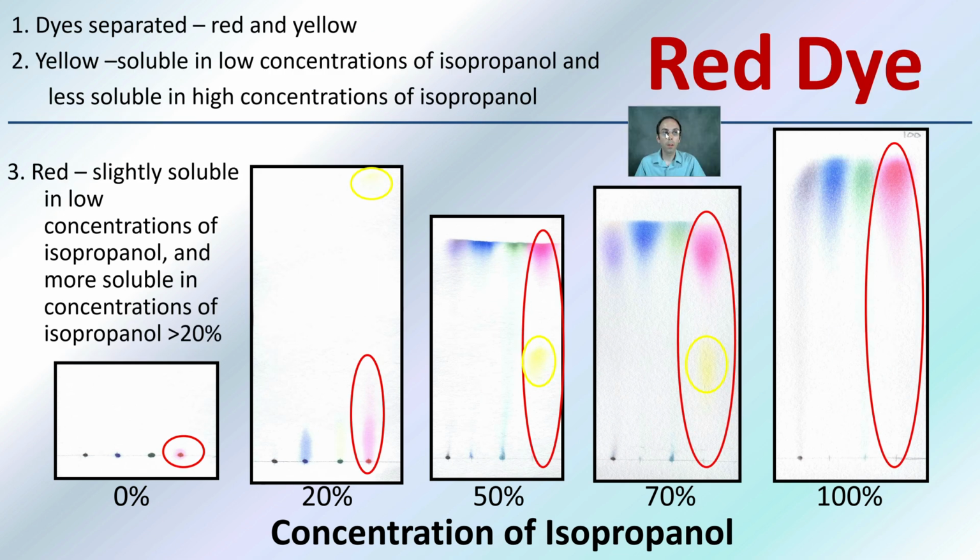So just looking at the red dye, it separates into reds and yellows. The yellow is soluble in low concentrations of the isopropanol and less soluble at higher concentrations. And there's not one perfect amount of isopropanol to use. It depends on what color you're looking at investigating and how you want to separate that out. So the red dye is slightly soluble in low concentrations and more soluble at concentrations greater than 20%. So if this is something you want to investigate further, based on these results, that is the concentration of isopropanol that you should be using.